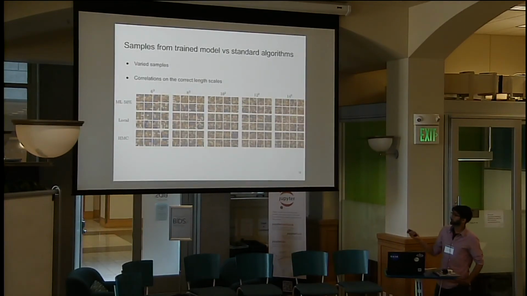So here's just sort of a sketch of the results. If you look at the 5 different sizes, you can see the top row is some samples drawn from the ML models, and the bottom 2 are from standard Markov chain methods. And just by eye, they sort of look varied. They have correlations on the right scales.